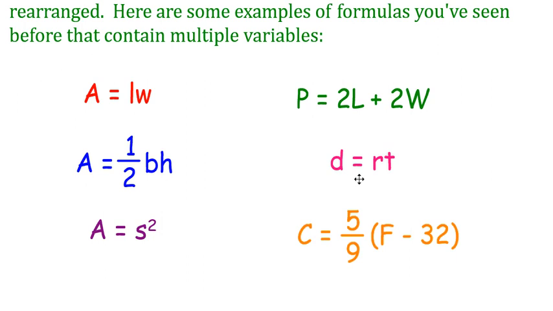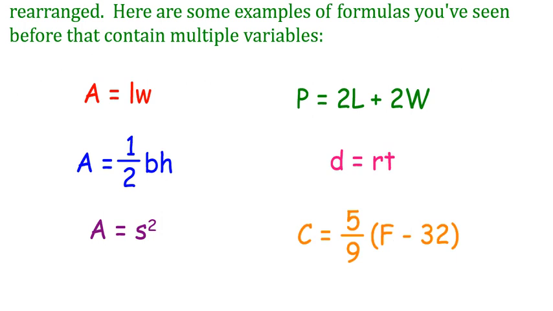Here, D equals RT. This is D for distance typically. Distance equals the rate times time. And here, capital C equals 5/9 times the quantity F minus 32. Well, capital C and F, that refers to temperature, right? Celsius and Fahrenheit. So to calculate the degrees Celsius, you could use this if you know the degrees Fahrenheit.